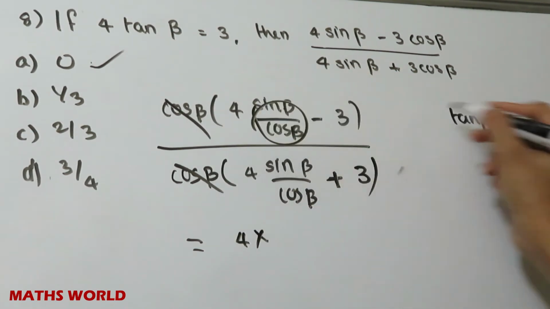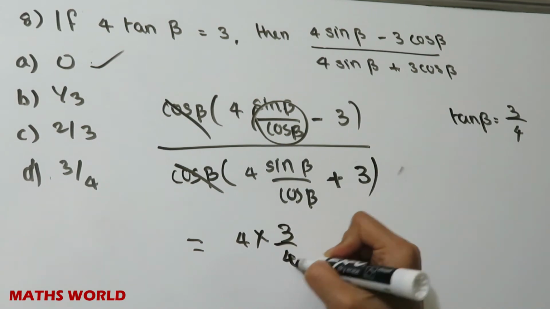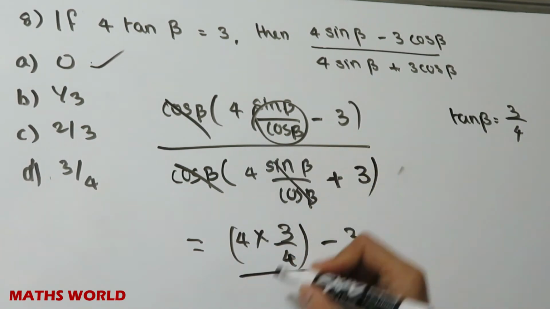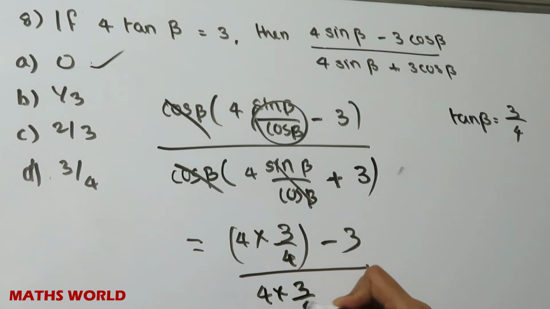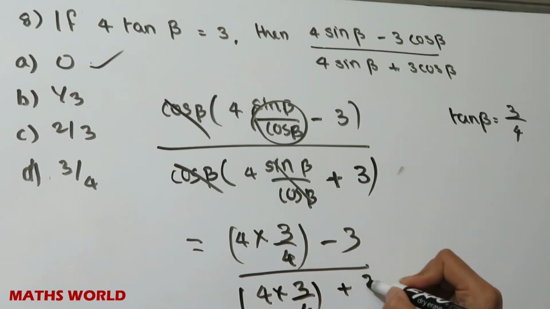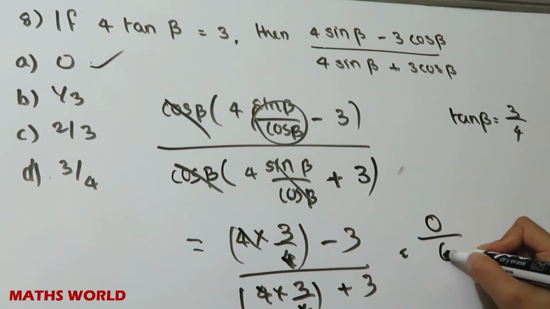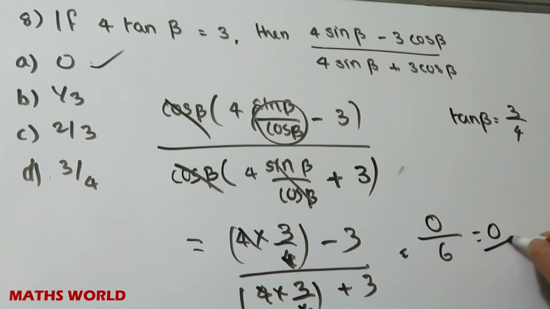This is tan beta. Value of tan beta is equal to 3 by 4, minus 3 by, here this is also tan beta, so 4 into 3 by 4 plus 3. 4 cancel. Then 3 minus 3 is 0, 3 plus 3 is 6. 0 by 6 is equal to 0. Correct answer is option A.